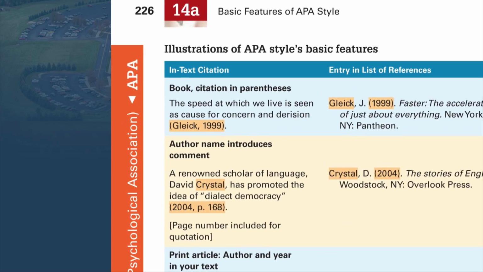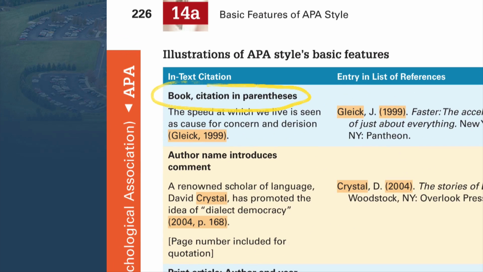In the first example, the book citation in parentheses, the written part, the speed at which we live is seen as the cause for concern and derision, is the part that was taken out of the book. So this is information that wasn't yours, that you didn't come up with. This is information you took from your source material, in this case a book. Once you cite that, as you see, it's not word for word because it's not in quotations. This is just a paraphrase that you've come up with.